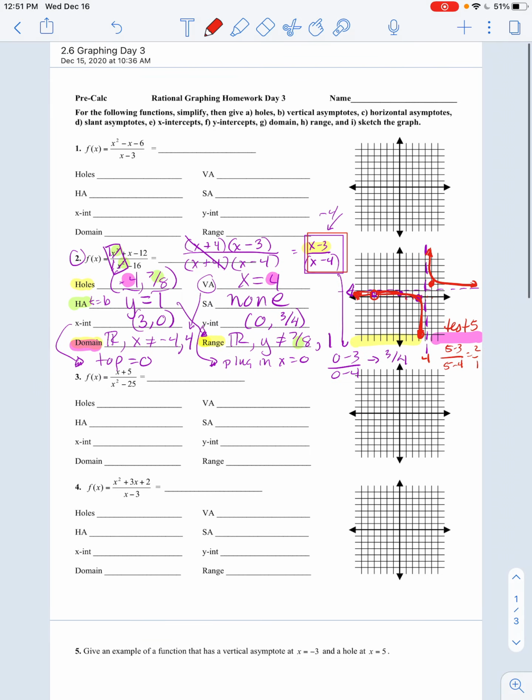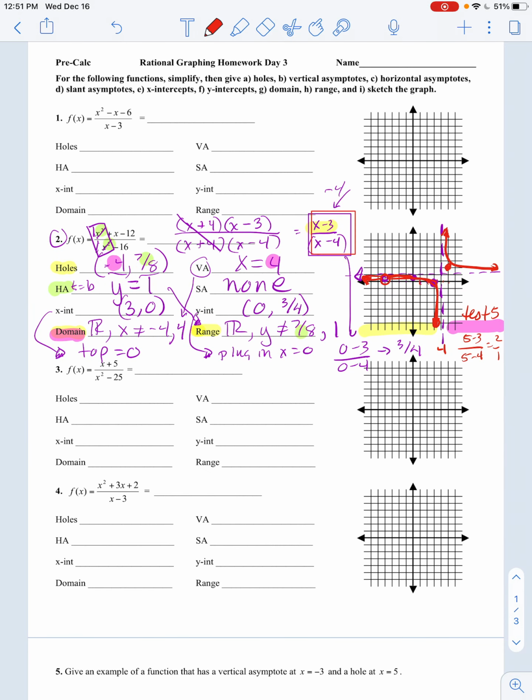So hopefully that helps you. You just got to have your chart out. You got to walk yourself through the steps. And even though there are a lot of steps, each one of them is pretty manageable.